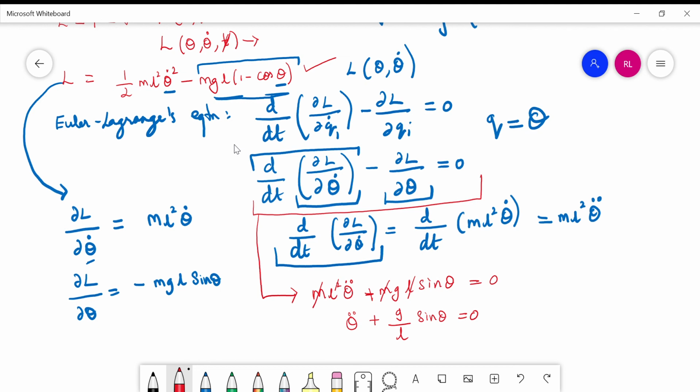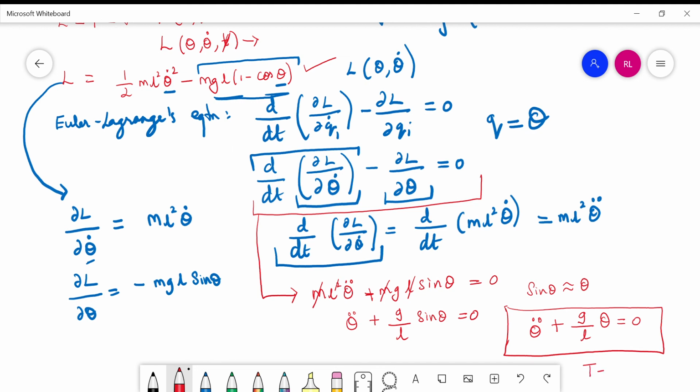In the case of oscillations, we make sin theta approximately equal to theta because the angle is very small. So we can write this equation as θ̈ plus g by l theta equal to 0. Please note this is the equation of motion, and this is a second order differential equation. With the help of this, you can find the time period of the oscillation, which is T equal to 2 pi root of l by g.